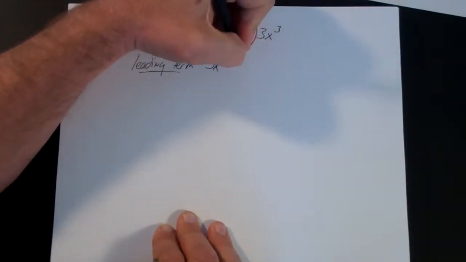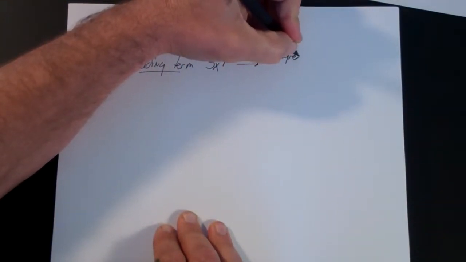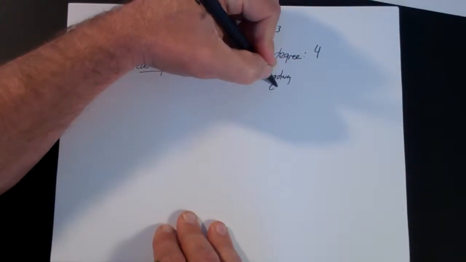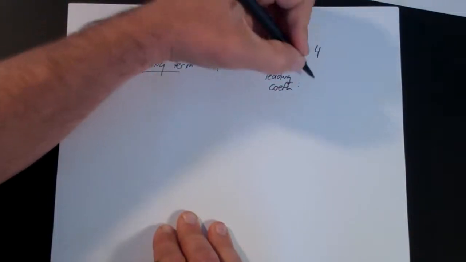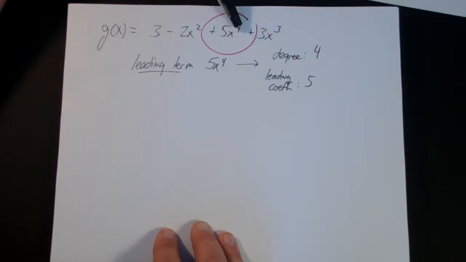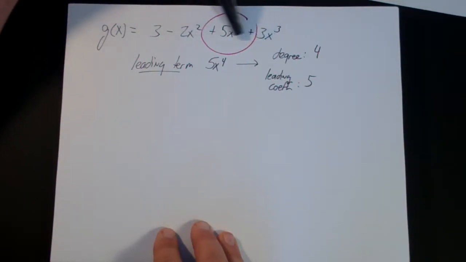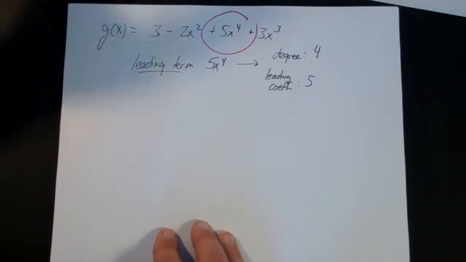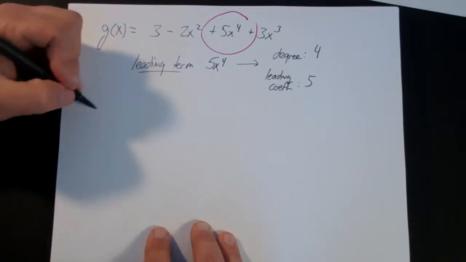Now from that we can get the degree. The degree will simply be 4, and the leading coefficient will be 5. Let's think about why. First we find the leading term by finding the term with the highest power. That's 5x^4. We look at the highest power of the polynomial. That's 4, so that's the degree. And then the leading coefficient is simply the coefficient of the leading term, so that's going to be 5. Let's look at another example.